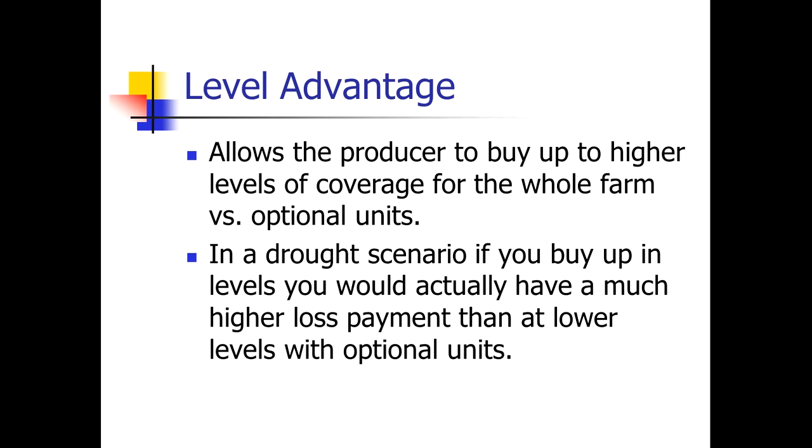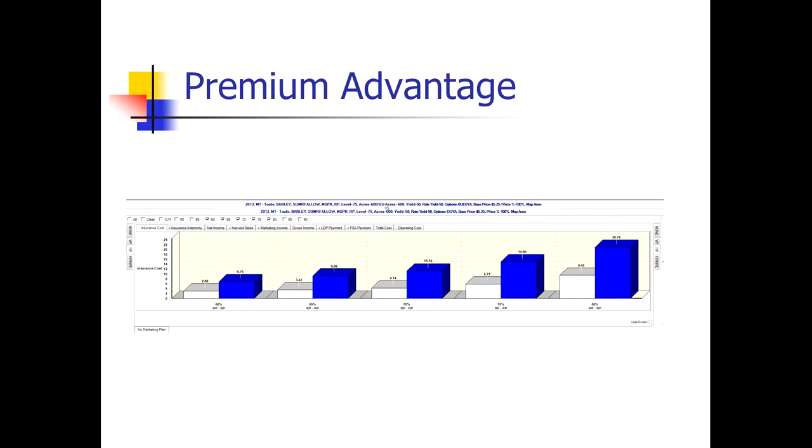A level advantage on enterprise units, obviously, like we said, if we go back to this previous slide, it would allow you to buy way farther up in levels. And so that advantage would be that if you get droughted out, your whole farm is going to have a higher guarantee, right? So if you look at this scenario, if we were to be in optional units down here at 65%, it would cost us $9 an acre. We can go all the way up to 80% on enterprise units and still be at $9 an acre. So on a drought scenario where you're short bushels over the whole farm, enterprise units at a higher level, that would be a better payment scenario.